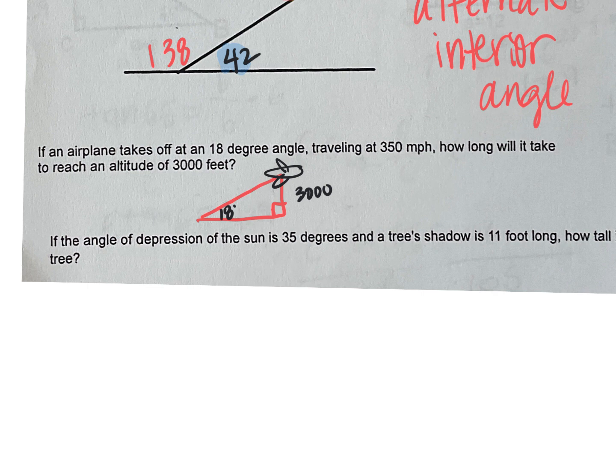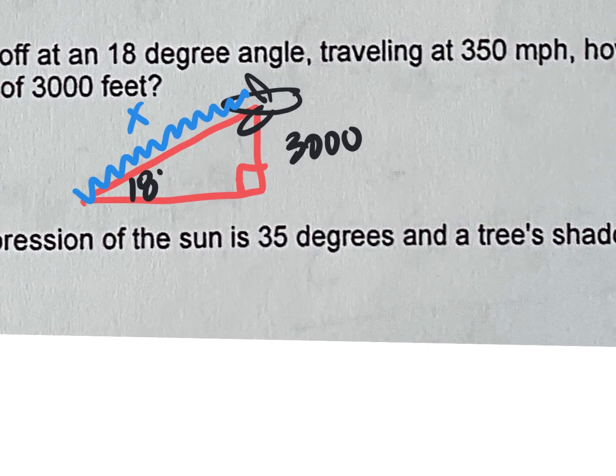Do you agree the path of my airplane is this blue line right here? That's the path of my airplane, right? So they're wondering how long will it take? We've got to figure out, first of all, just how long this side is. Sound good? So let's label that X. I've got to solve for X. I've got a right triangle.